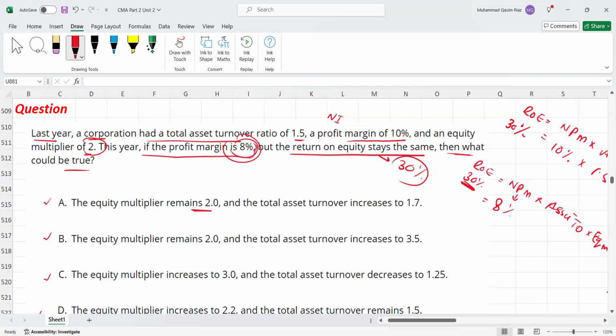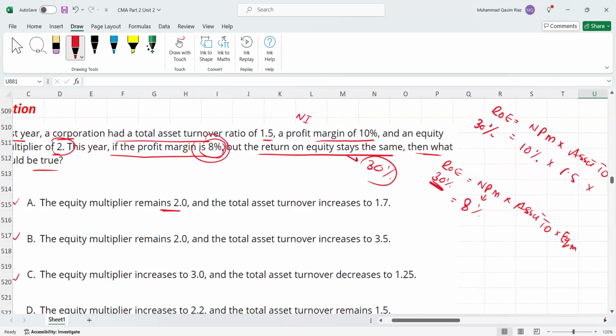Number one, if I keep equity multiplier of 2 and total asset turnover ratio is 1.7, tell me whether the answer is 30% or more or less. If it is 30%, then this is the answer of the question. If it is not 30%, because return on equity, they're saying, stays the same. So we have 8% multiplied by 1.7 multiplied by 2. The answer is 27.2. No. If you fit this data here, you will not get 30%. So this is not the option, because the return on equity final answer should stay the same.